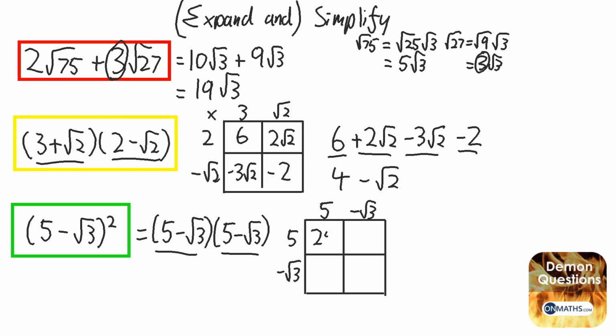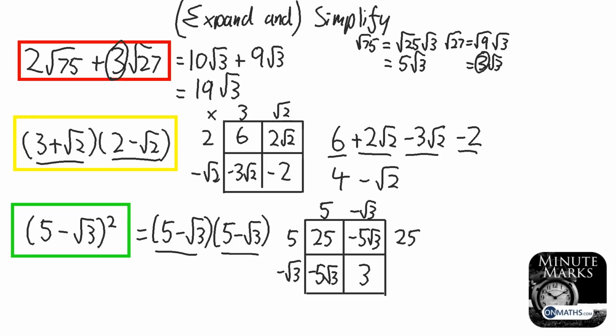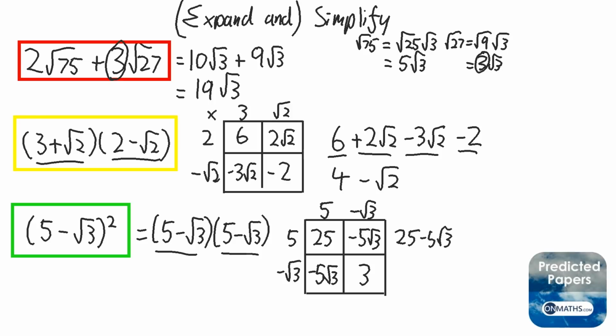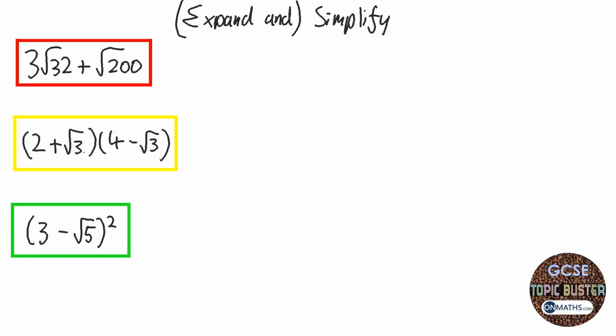5 times 5 is 25, 5 times minus root 3 is minus 5 root 3, minus 5 root 3 here as well, and minus and minus is plus, and root 3 times root 3 is just 3. So we've got 25 minus 5 root 3 minus 5 root 3 plus 3. So 25 plus the 3 is 28. And minus 5 root 3 take away 5 root 3 is minus 10 root 3. Okay, have a go.